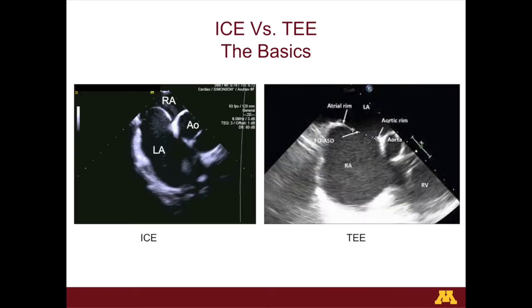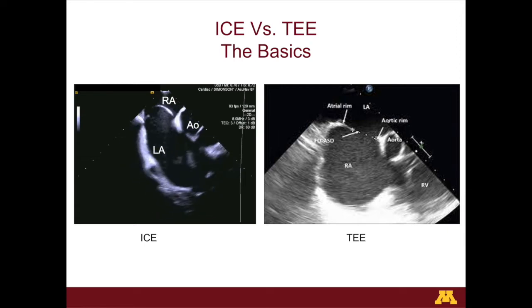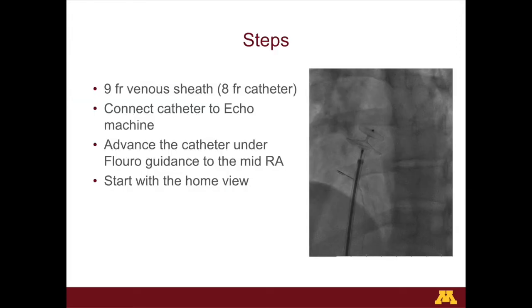The other basic difference between ICE and TE is that in TE, you're looking at it from the left atrial side, right? Because the closest structure of the heart to the TE probe is the left atrium. Whereas on the ICE, the closest structure, and in fact the structure that your catheter is in, is the right atrium. So everything is inverted a little bit as compared to TE. So those are the two basic differences. And if you understand that, it's very easy to navigate the ICE catheter through the heart.